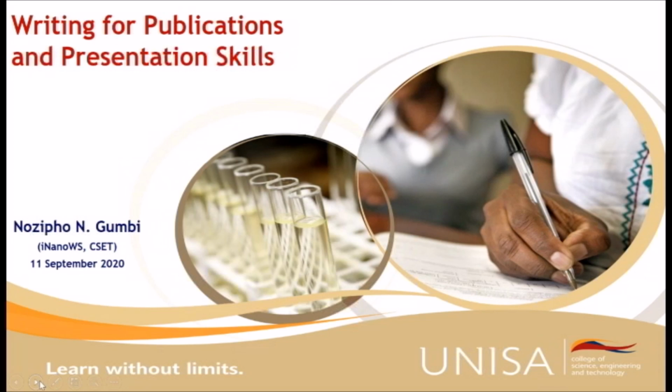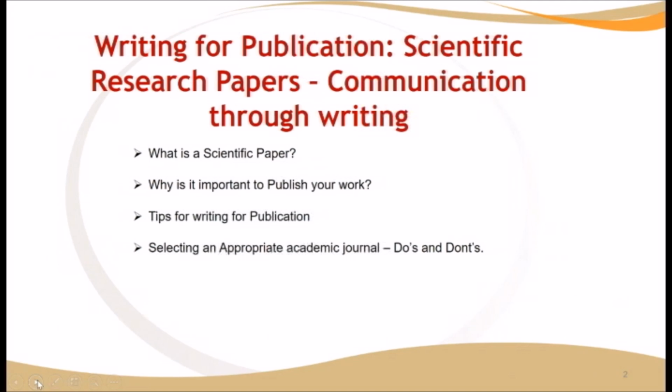So without any further ado, let's get straight into the business of today. The first part we are going to look at is writing for publication: scientific research papers. This is where we will be speaking about communicating your research through writing. You will see later on that there are other forms of writing for publications, which are not entirely for scientific purposes, but for this first segment, we are looking specifically at scientific research papers.